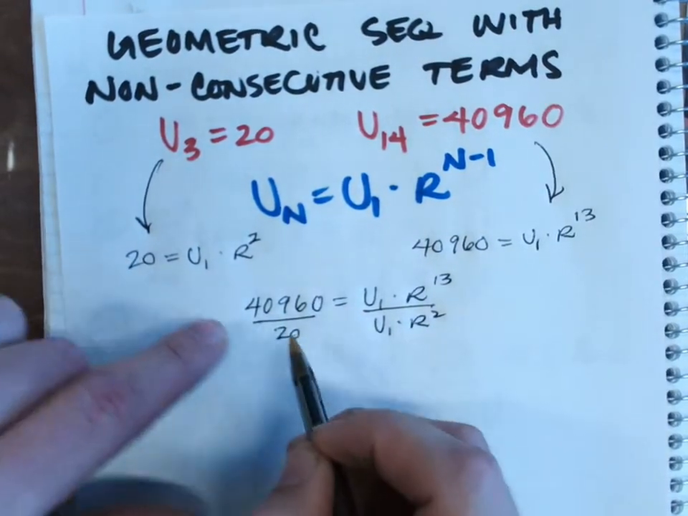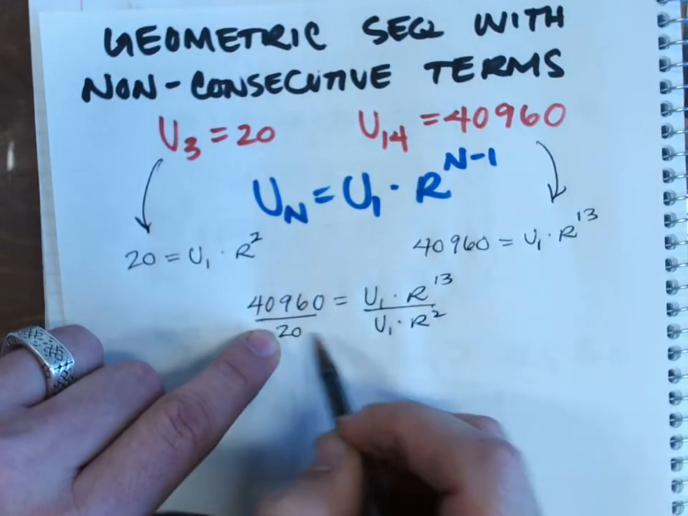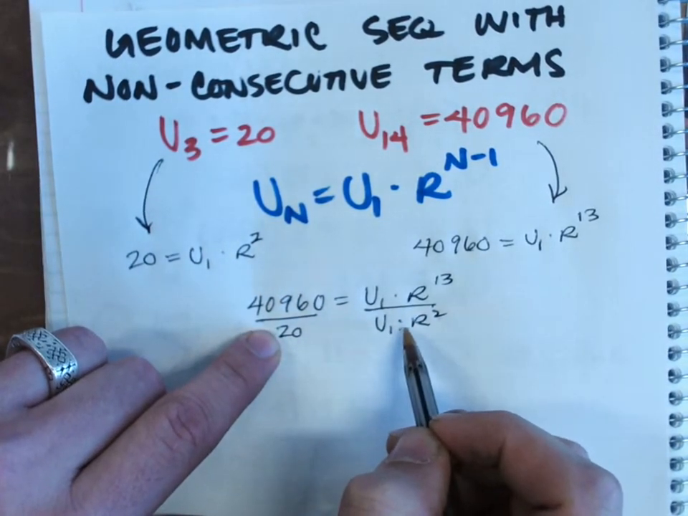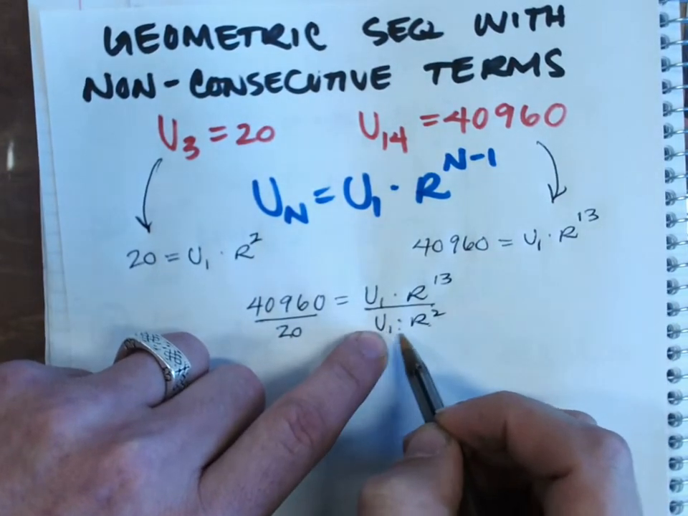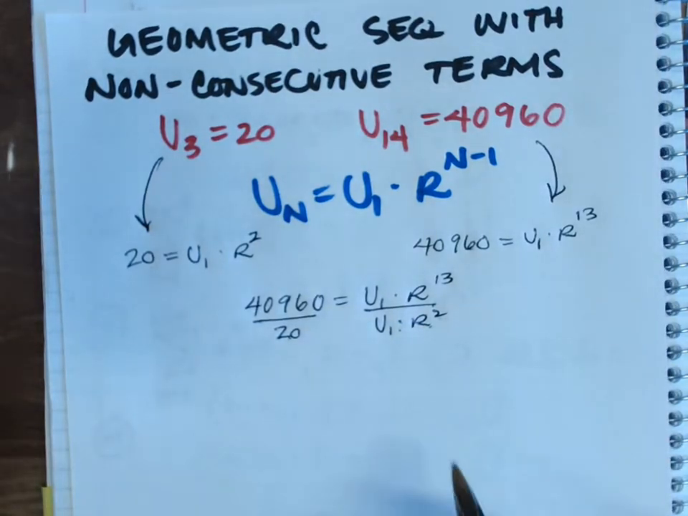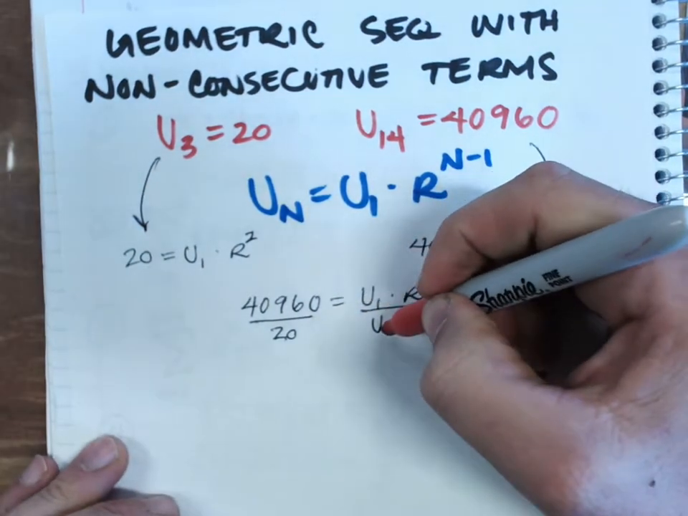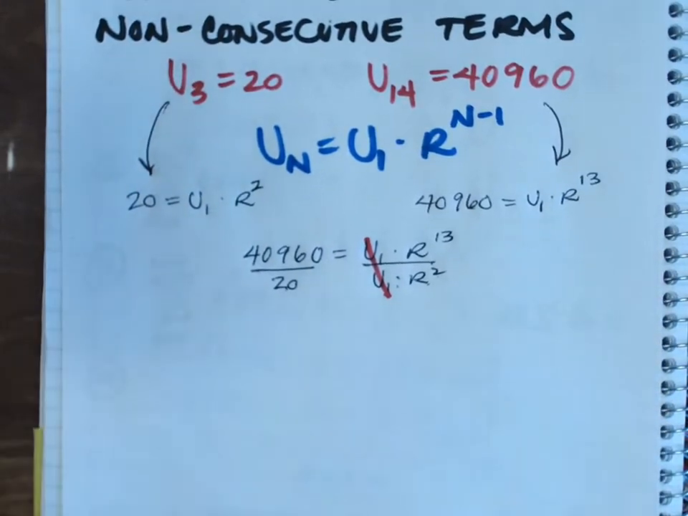So we're dividing the left side by the left side and the right side by the right side. And that's okay to do because we're dividing both sides by what is the same value. This is 20 and this is equal to 20, just expressed differently. So we're not changing the overall equality. We're okay to do that. What happens is u1 divided by u1, those factors will cancel, and then we only have r in the problem, which is the purpose of this step.